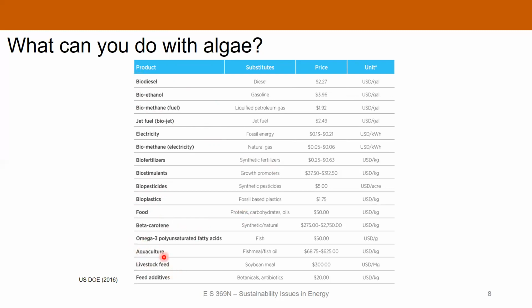Livestock feed, omega-3. So there's a lot of different things you can do with algae, and it's a really promising use of captured CO2 that can itself be used to substitute for a lot of other types of chemicals that might be problematic in terms of their production and use.